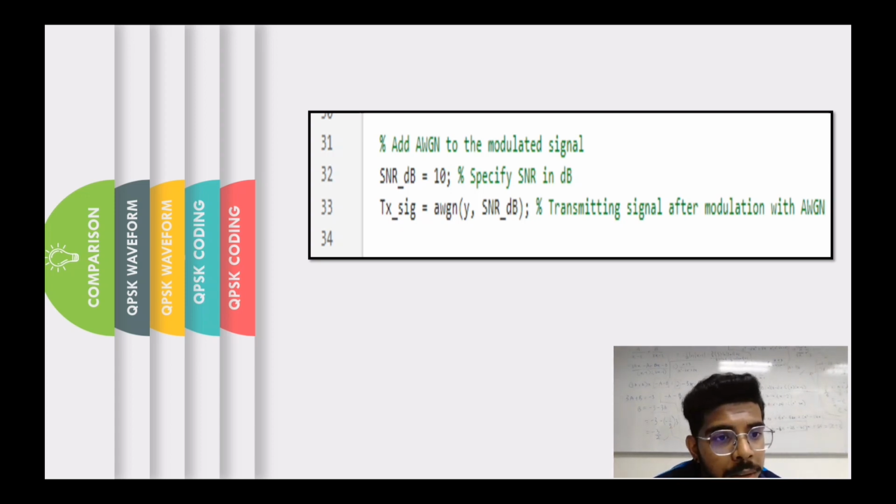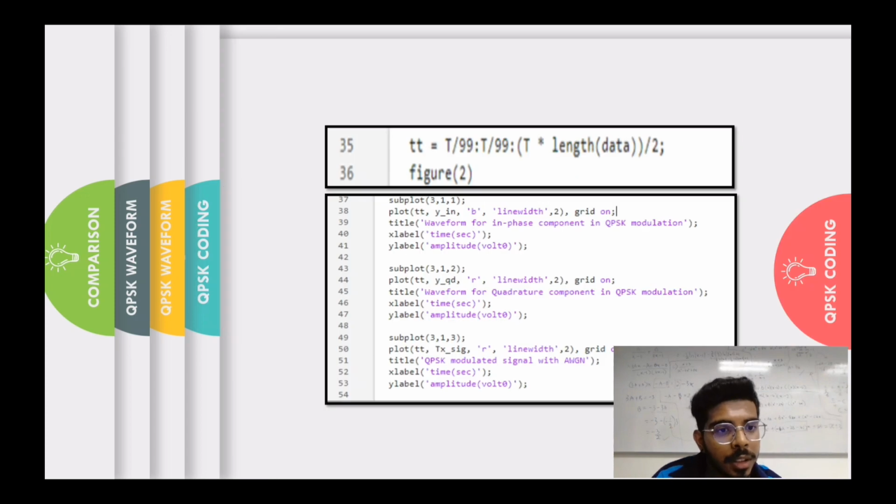Okay, continuing, we take a look at line 32 until line number 53. This plots the in-phase, quadrature, and modulated signal with AWGN, to visualize the modulation process. Line number 35 generates a time vector for plotting. It is created from t over 99 to t times length over 2, with a step size of t over 99, and this time vector is used for plotting the waveform.